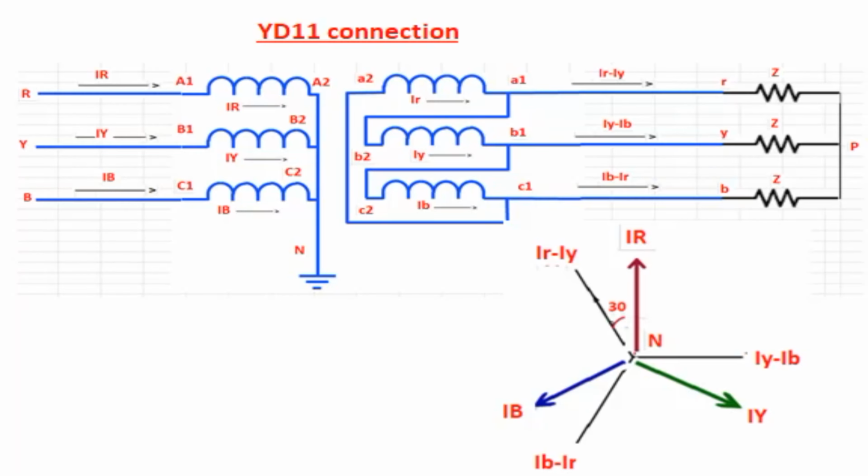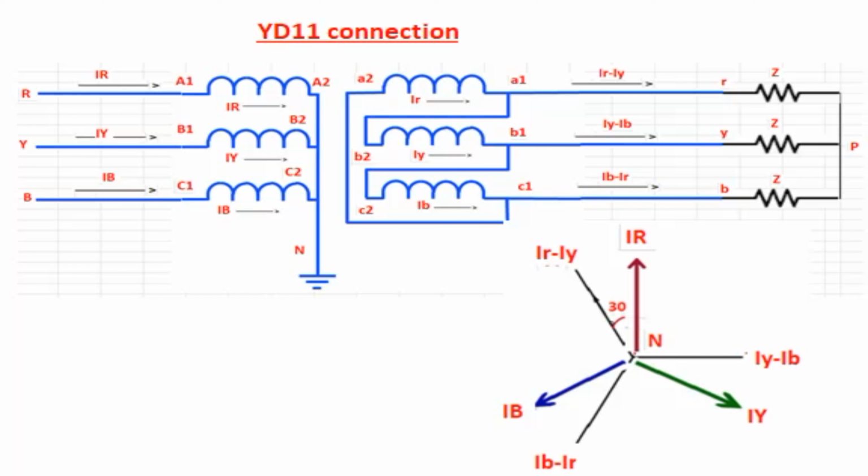R phase current, capital IR, enters into capital A1 and comes out of A2. In the delta side, R phase current, small ir, flows from a2 to a1. In the same way, Y phase current and B phase current also. In the delta side, IR comes from a1. So, load current from a1 is IR minus IY. IY comes from b1. So, load current from b1 is IY minus IB. IB comes from c1. So, load current from c1 is IB minus IR.